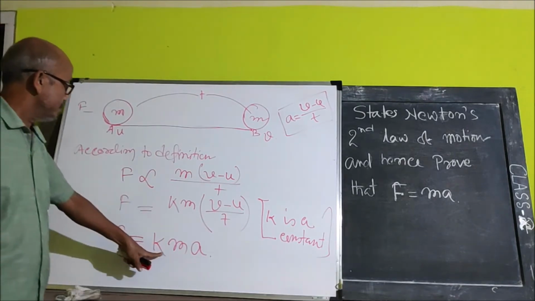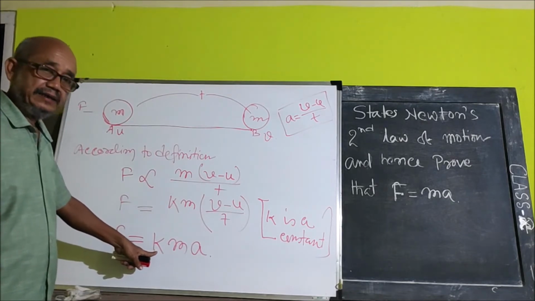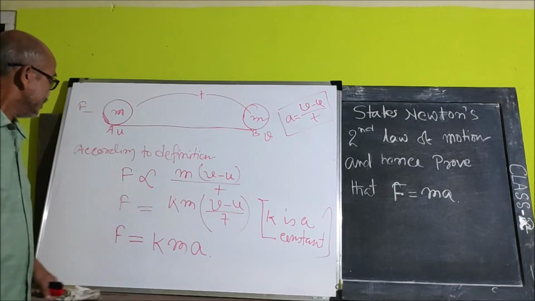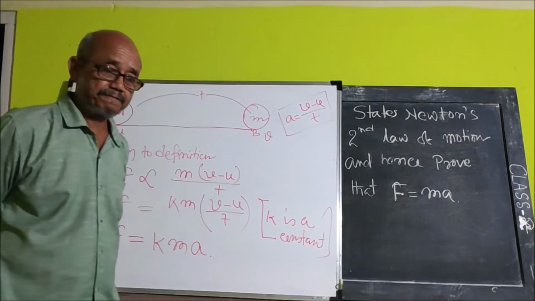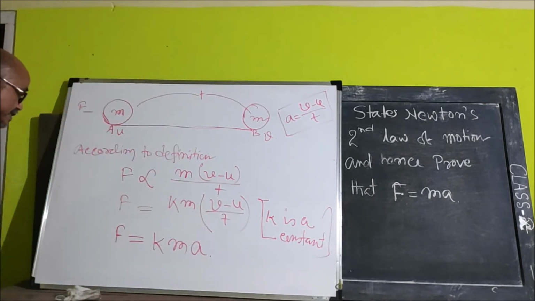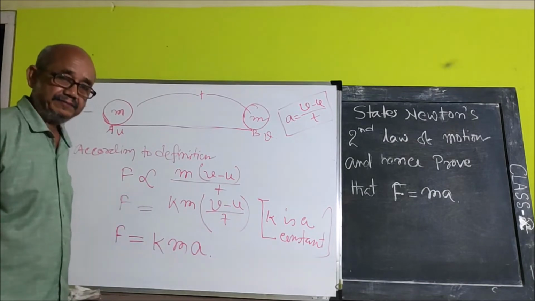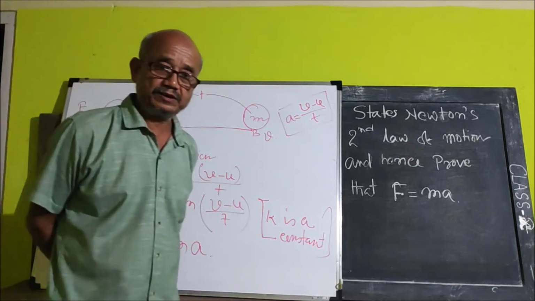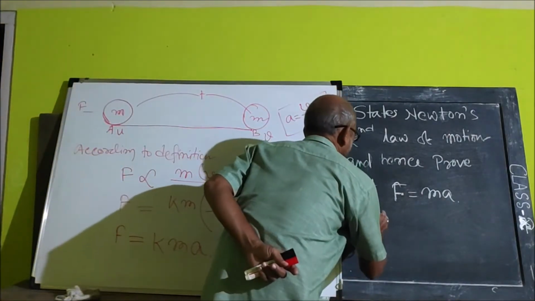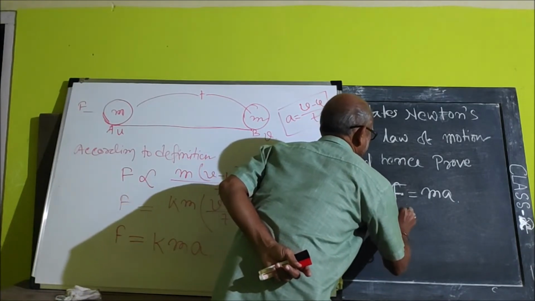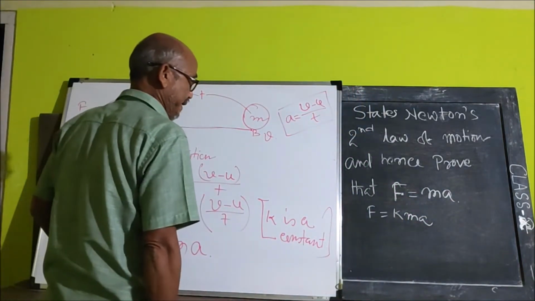Now the main point is that we have to banish K. Applying the definition of unit force, we can find the value of K. Now, what is the definition of unit force? Here we have F equal to KMA.